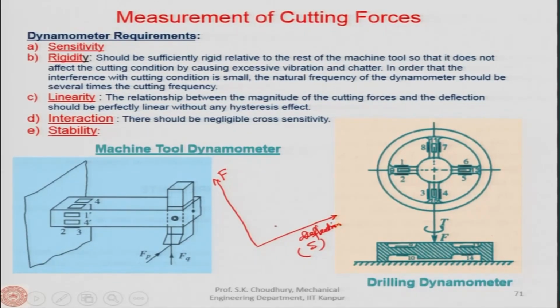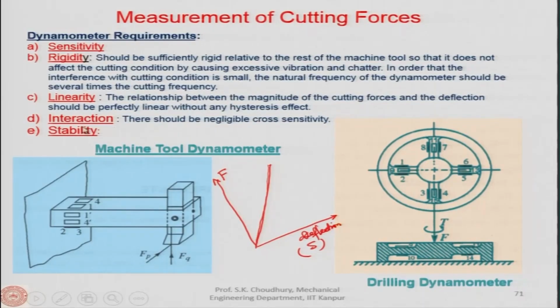So, this cutting force and deflection should be exactly linear. That means, as the cutting force is increasing, the deflection also is increasing linearly. You can put the deflection here, cutting force here, it does not matter. It should not have any hysteresis, in the sense that if the force is removed, it should come back along the same line. This is not allowed. It should be exactly linear, that is what linearity means.